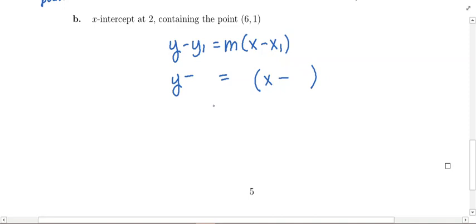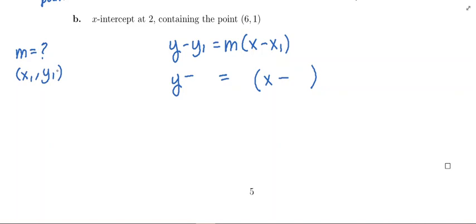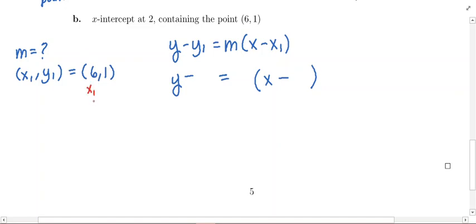So we need to plug in the slope, which is m, and we need to plug in the point x1, y1. Remember, x1, y1 is just a point that you know is on the line. Well, we have been told that the line goes through (6, 1). So that's our point. So 6, 1 is going to be your x1, y1. x1 is going to be 6. It is the x coordinate of the point that we know is on the line. And then y1 is the y coordinate of the point that we know is on the line.